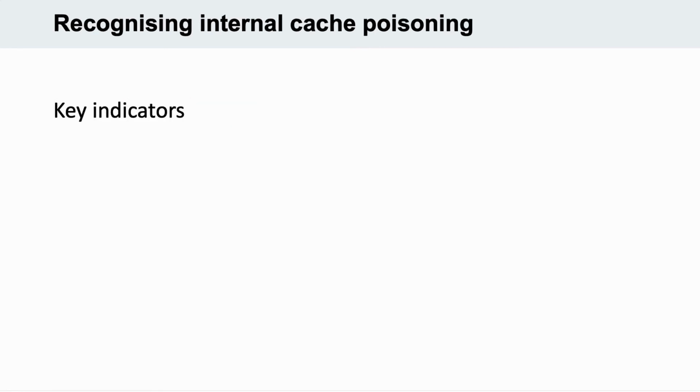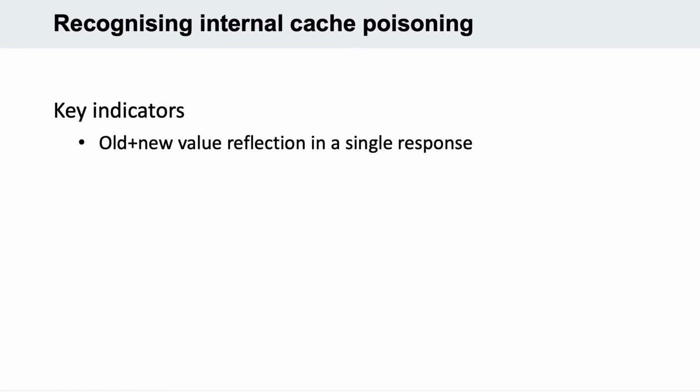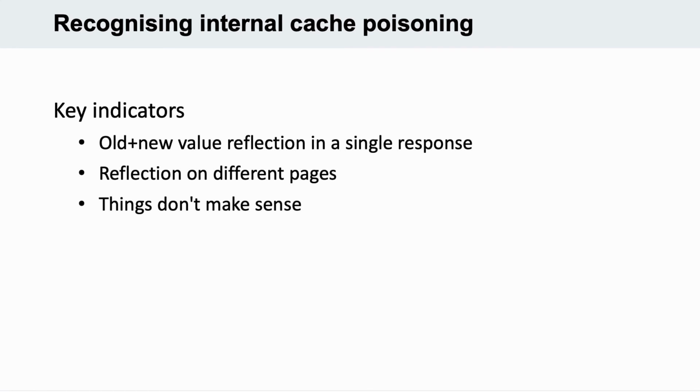So I can't tell you how to find internal cache poisoning issues safely, but I can tell you how to recognize it to avoid wasting your time. If you see both old and new values coming back in the one response, that's a good clue. Or reflection of your input on different pages, or things just don't make sense. And I haven't yet figured out how to do it completely safely, but if you're doing any technique of any type, then this might happen by accident.